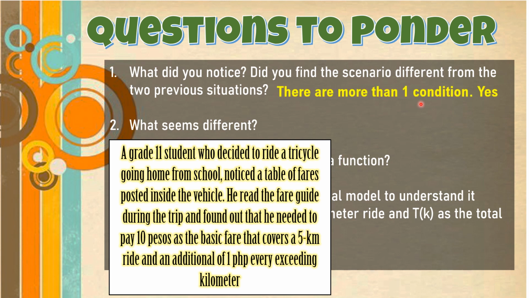Because there is more than one condition. As you can see, 10 pesos covers only 5 kilometers, and there is an additional 1 peso if you exceed the basic coverage of distance, which is 5 kilometers. So what seems different? The possible inputs are divided into pieces, right? We have 5. If you traveled less than or equal to 5, then you have to pay 10 pesos. If more than 5, then 10 pesos plus the additional 1 peso per exceeding kilometer.